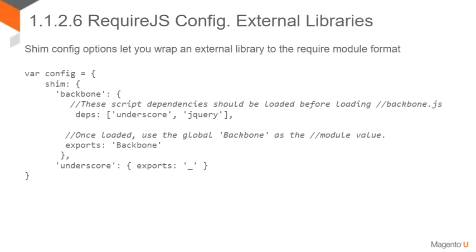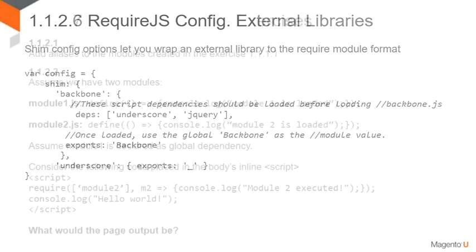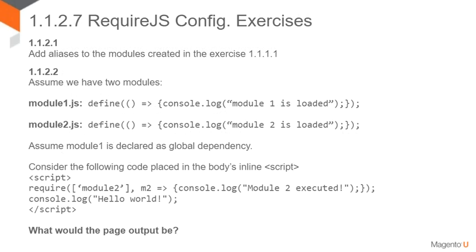Shim config options let you wrap an external library to the require module format. Follow the instructions on the slide to complete this exercise.